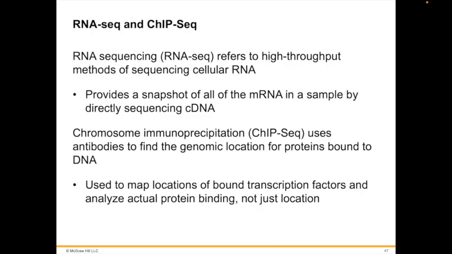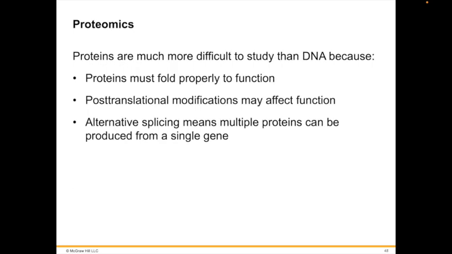RNA sequencing, or RNA-seq, refers to the high-throughput methods of sequencing cellular RNA. It provides a snapshot of all of the mRNA in a sample by directly sequencing cDNA. Chromatin immunoprecipitation, or ChIP-seq, uses antibodies to find the genomic location of proteins bound to DNA. It's used to map locations of bound transcription factors and analyze actual protein binding, not merely the location.